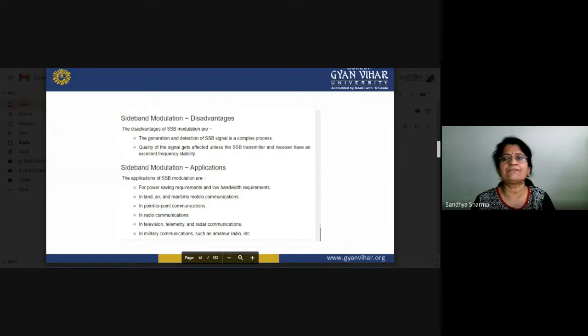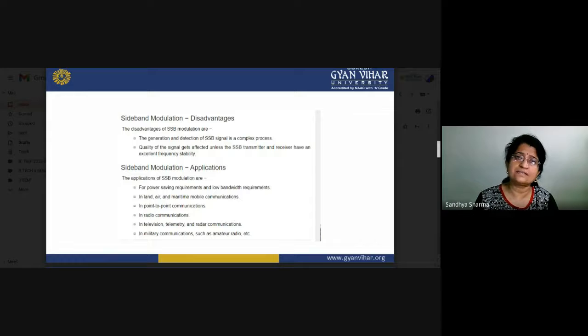Quality of signals gets affected. This is another reason, because you are using only one sideband for transmission, at the receiver section there may be some loss of information. So what about the loss of information? Quality of signals will also be degraded, and since noise affects the lower part of your frequency signals, the information contained in the low frequency part may be damaged. So there may be some loss of information in SSB transmission. So these are the two major disadvantages.